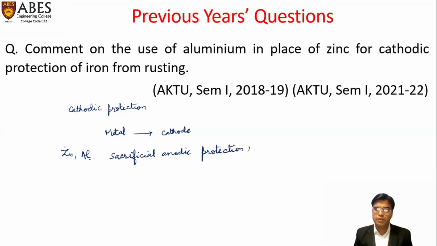We know that aluminium is a metal which can also form a protective oxide layer once it starts corroding. So that oxide layer works as protective coating. Further, aluminium has a more negative reduction potential as compared to the zinc ion. So aluminium will be better used for the protection of iron from rusting as compared to zinc.